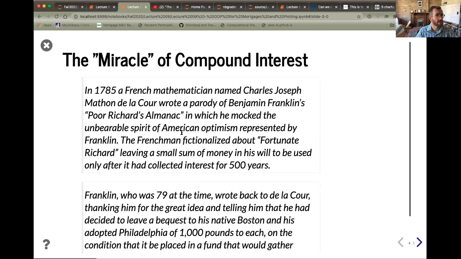And so instead of doing Ben Franklin's Poor Richard's Almanac, he created a fictionalized Fortunate Richard. And in this thought experiment, he leaves a small amount of money that is then used to be compounded with collected interest over 500 years.